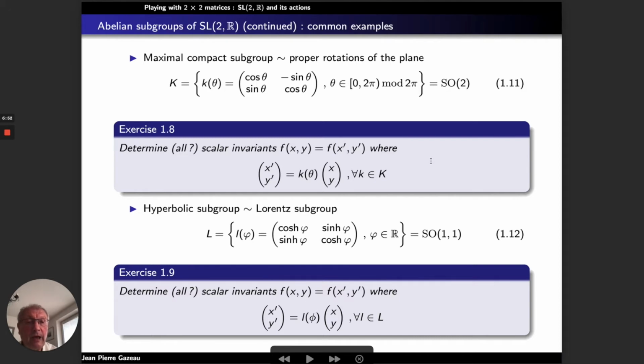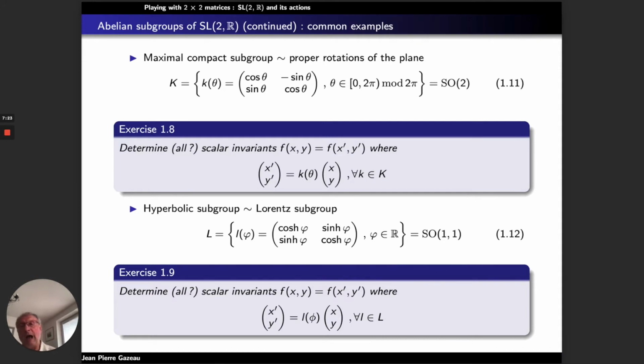So again, another exercise. Determine all scalar invariants f(x,y) equal to f of (x', y'), where (x', y') is deduced from (x, y) by arbitrary rotations.